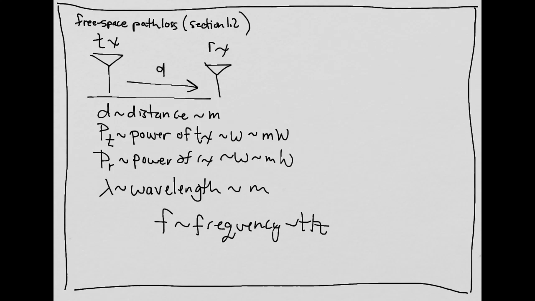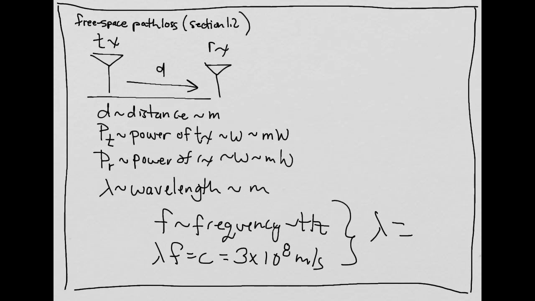Now we know that lambda and F are related in so much as lambda times F is equal to C, where C is the speed of light, which has a value of approximately 3 times 10 to the 8th meters per second. So if we were given the problem as a frequency instead of a wavelength, we can easily find the wavelength by taking the speed of light and dividing by the frequency. Lambda equals C divided by F.